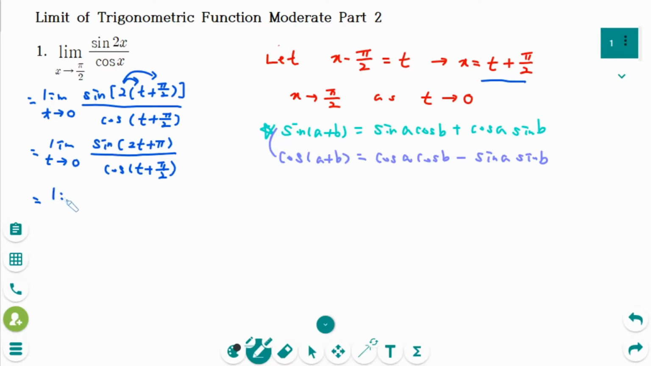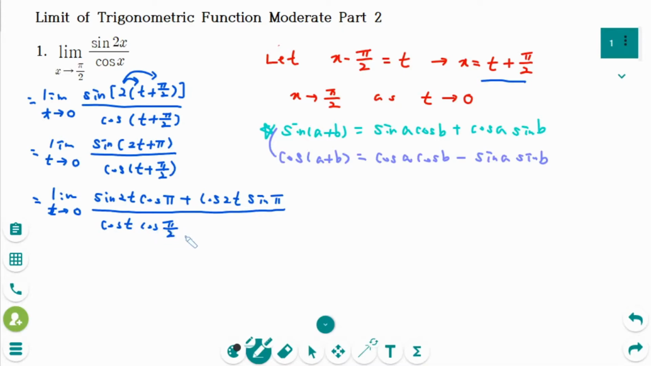Next one, the limit as t approaches 0. In the numerator, follow this formula: sine 2t cosine pi plus cosine 2t sine pi. Over, in the denominator part is the next one, cosine t cosine pi over 2 minus sine t sine pi over 2.